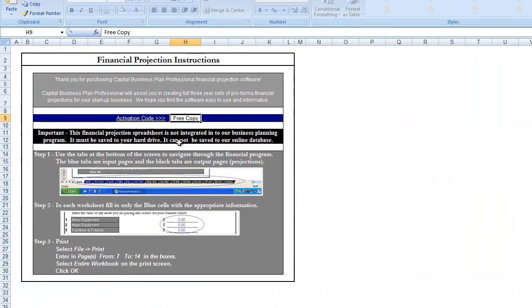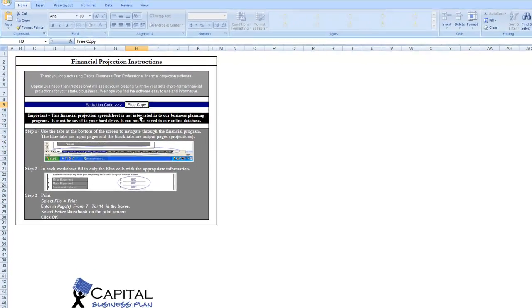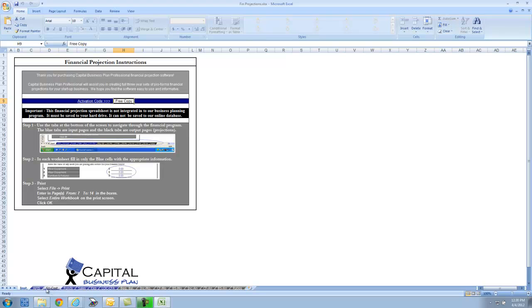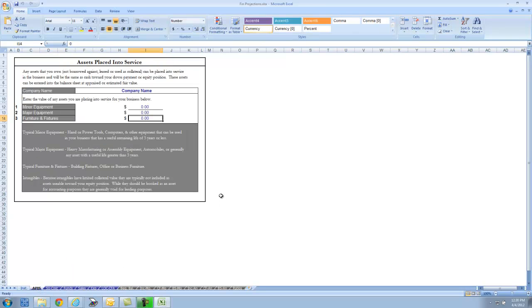Normally this program is locked. Right now we've got it free. So normally there would be a code that would be emailed to you, and you'd enter in that code here, and that would unlock the program.